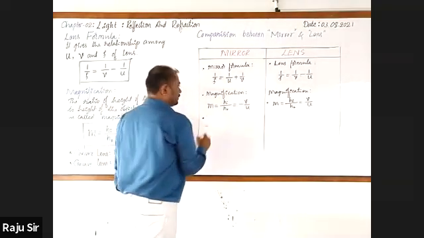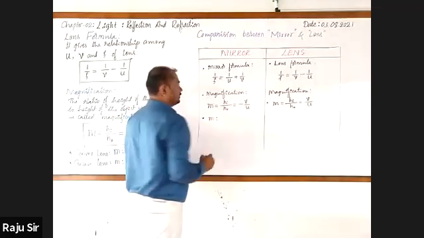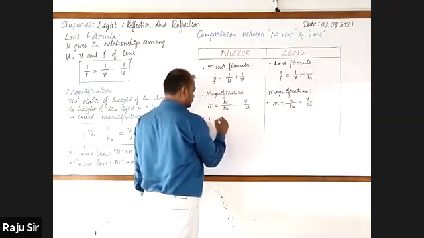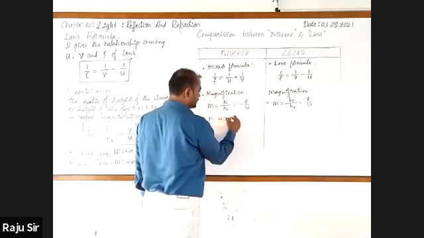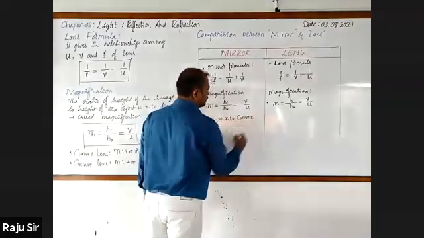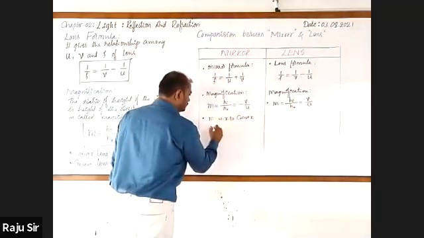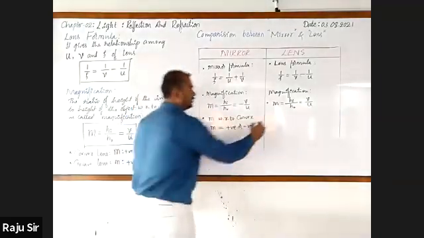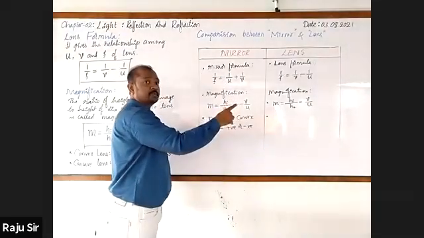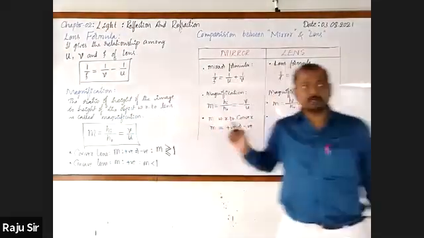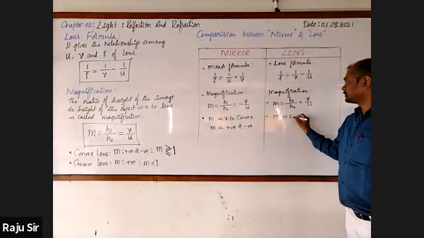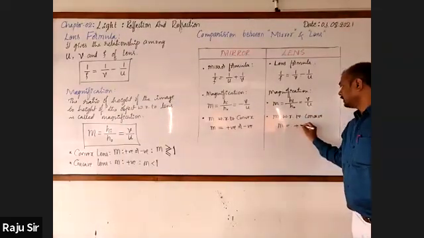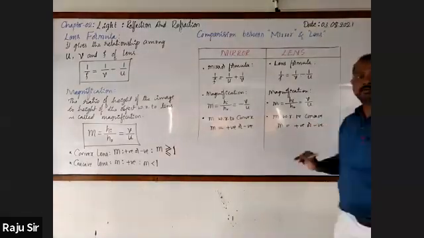Next, magnification with respect to convex mirror. Here, m is positive. Magnification with respect to concave mirror. M is either positive or negative.